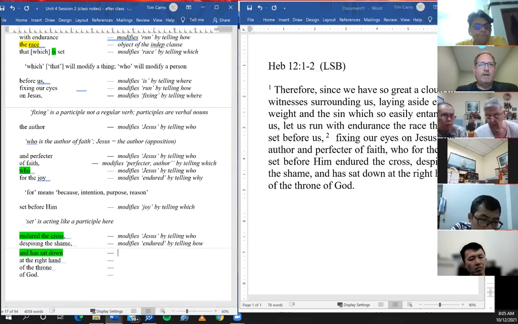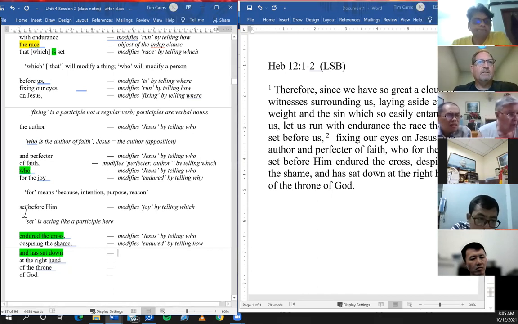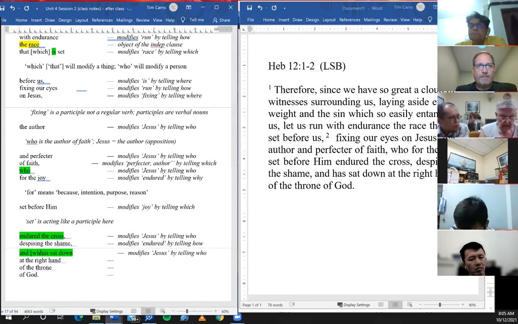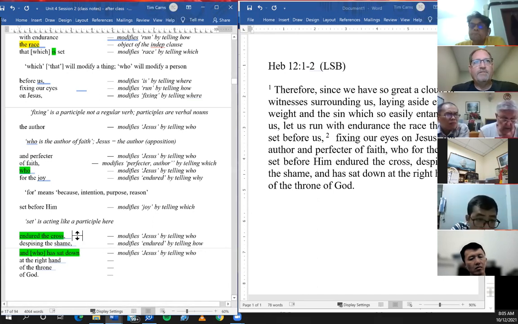And has sat down. That's a second part, a second dependent clause with the subject who. So this is also modifying Jesus by telling who. All right. How do I know that? Because of this word and. It's connecting the two verbs, who endured the cross and who has sat down at the right hand. Okay, that who is implied there. So both are modifying Jesus. They're describing Jesus. Okay.